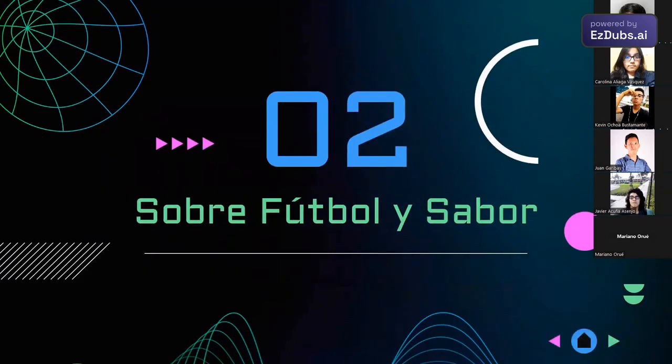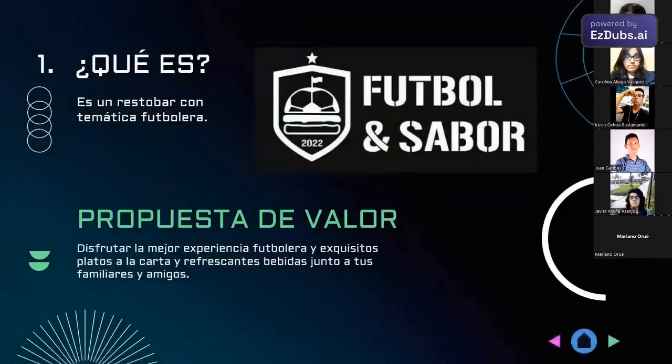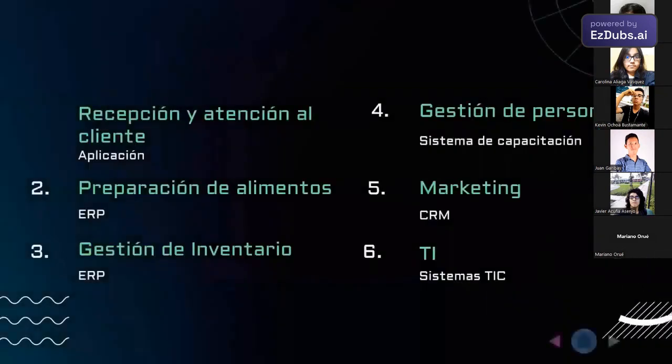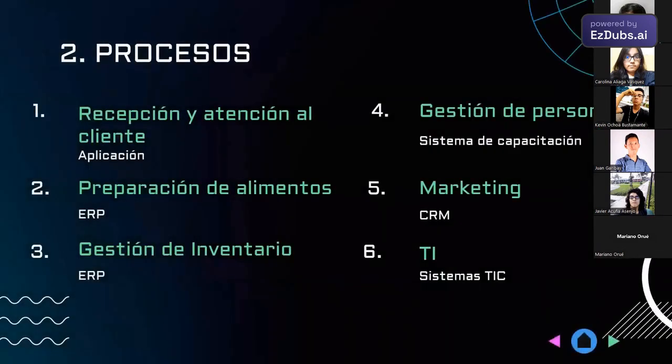Continuing with the presentation, now we would talk about Football and Flavor, and if you are wondering what Football and Flavor is, it is a soccer-themed resto bar. And within its value proposition, we highlight soccer, a sport that moves and generates passion in many people, combining it with one of our greatest legacies as Peruvians, which is flavor, our gastronomy.